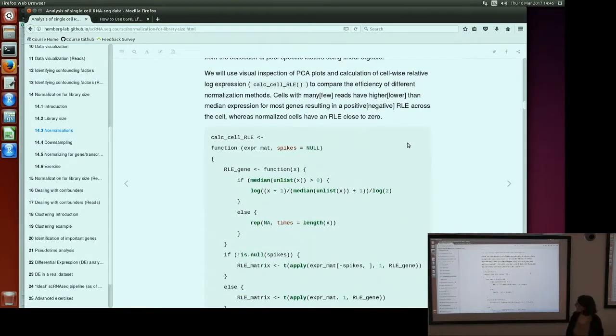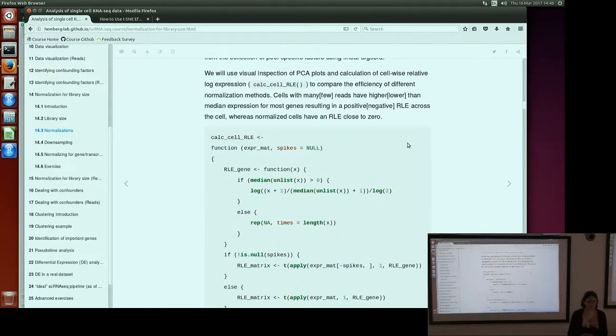And then as we've been talking about before, we're going to be looking at the PCA plots to see how well these normalizations are working, as well as calculating using this function, the calcRLE, which will calculate the relative expression in one cell versus the other cells. So it's basically taking the median expression of a gene across all of the cells, taking the expression in this particular cell, dividing it by that, and then just log transforming that.